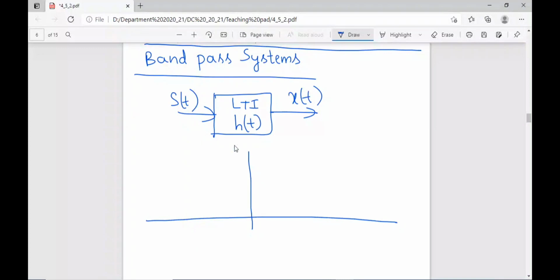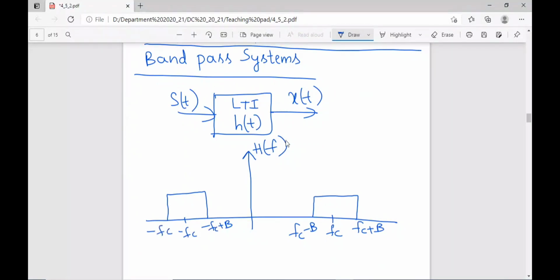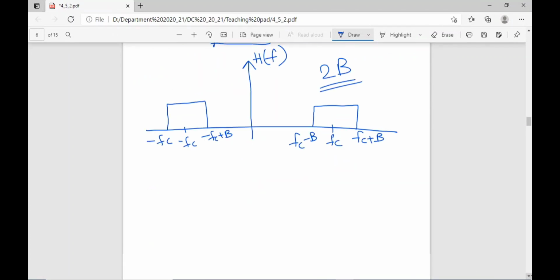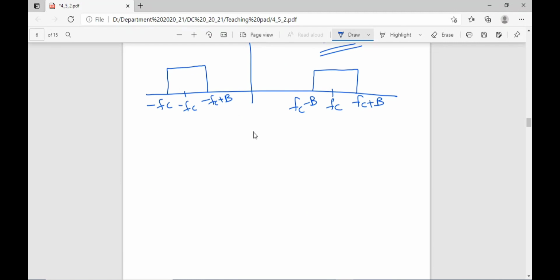Let us first analyze how the spectrum is. H of f spectrum is in this way. Here we have just taken the rectangular pulses. This is FC, FC minus B, FC plus B, and this is minus FC plus B, and minus FC. This is how the spectrum of this bandpass system will be, and the bandwidth of this bandpass system is 2B.